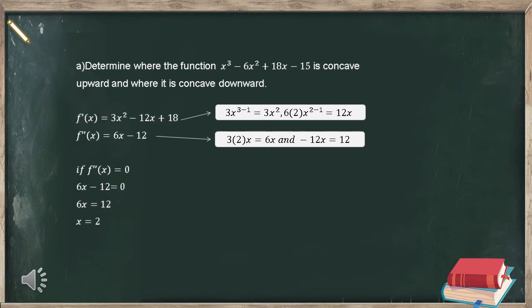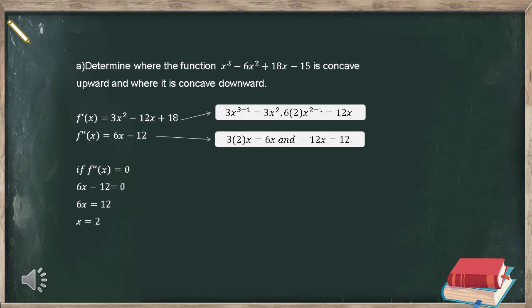will be 6 times 2x to the power of 1, so it will be negative 12x, and then 18x we differentiate, it will be 18 because x to the power of 1 minus 1 is x to the power of 0. Anything to the power of 0 is 1, so 18 times 1 is 18. Negative 15 will be 0.